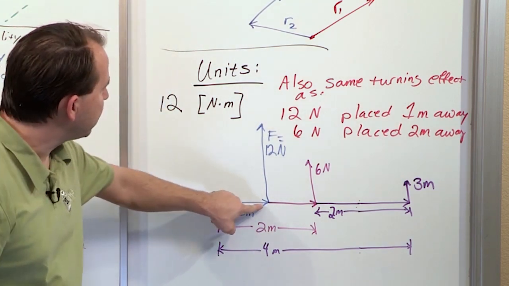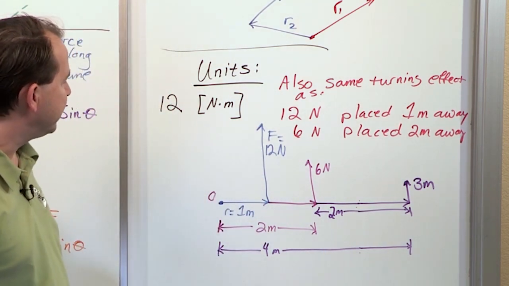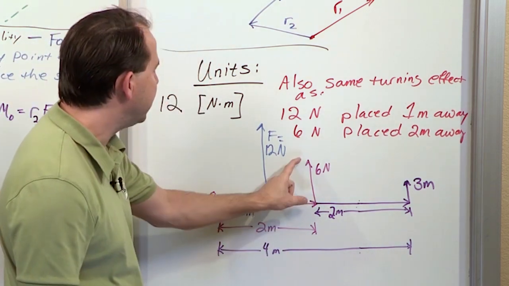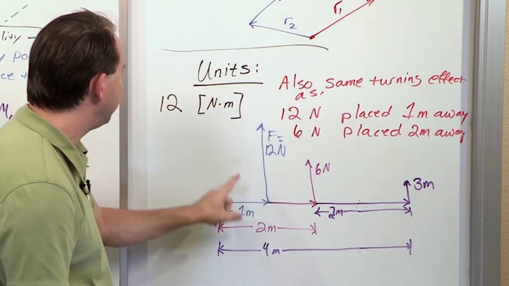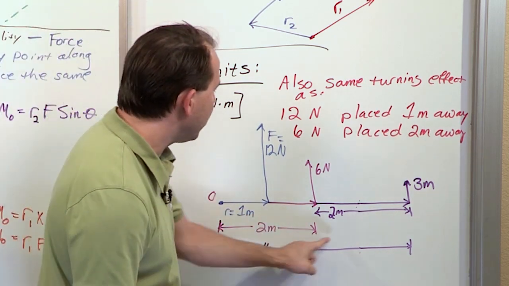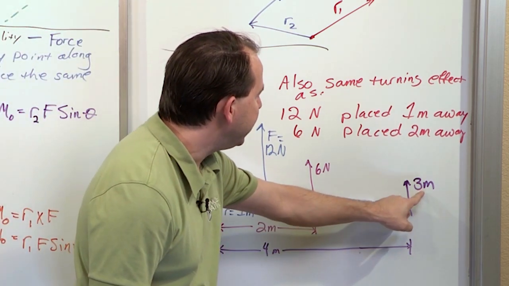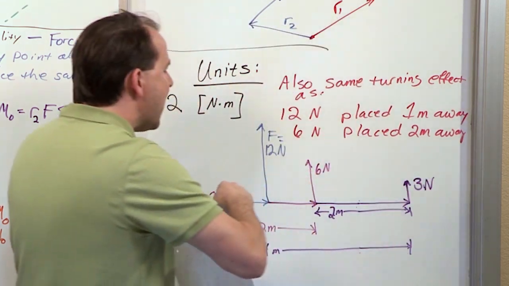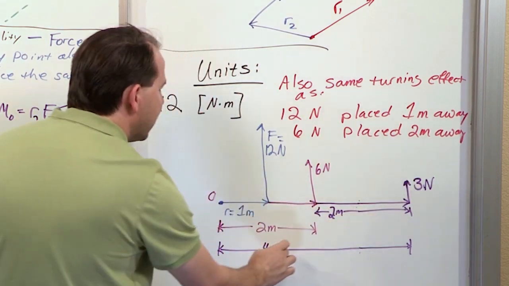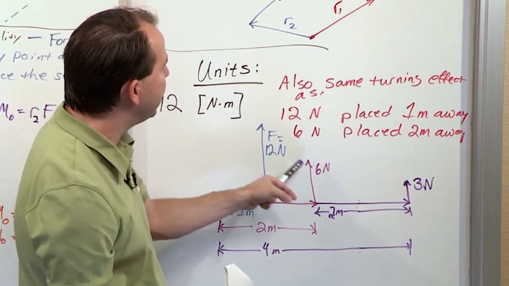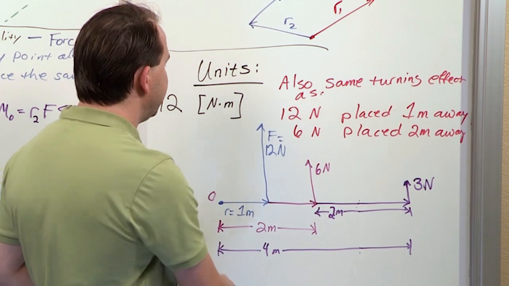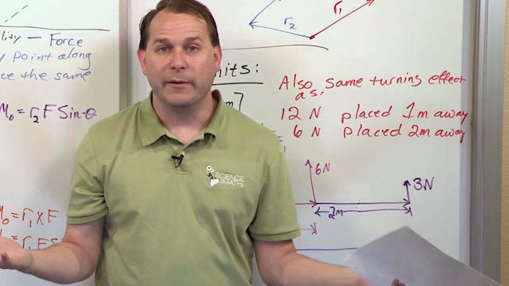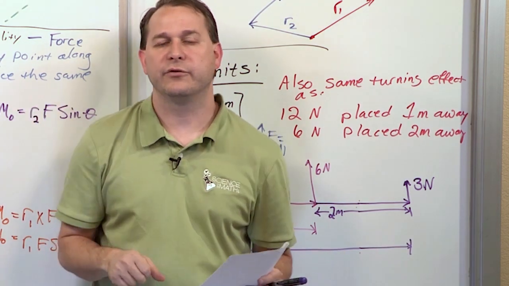So if I'm 1 meter away, I'm going to need the full 12 newtons acting to give me that moment. If I'm 2 meters away, which is over here, I'm going to need 6 newtons, because 6 times 2 is 12. And if I'm 4 meters away, I'm going to need 3, I'm putting meters here, I apologize for that, 3 newtons of force, because 3 times 4 is going to give me 12. In all 3 of these cases, whether I'm 12 at 1 meter, 6 at 2 meters, or 3 at 4 meters, it's the exact same moment. It's the exact same turning effect or turning force.